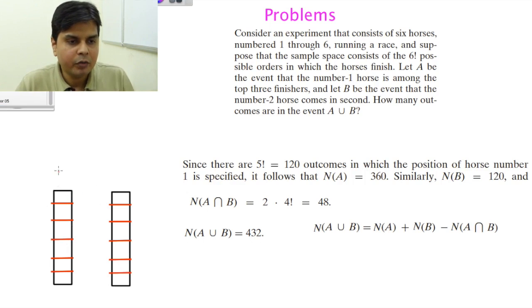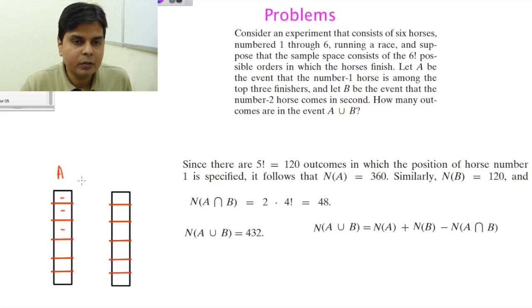In case A, what will happen? Let A be the event that number 1 horse is among the top 3 finishers. So number 1 horse has to be either here, here or here. That is, it can be in 3 places. Remaining 5 places can be given to any of the remaining 5 horses in any order. So the 5 factorial will be 120, that is the horses except 1 can be arranged in 120 ways.